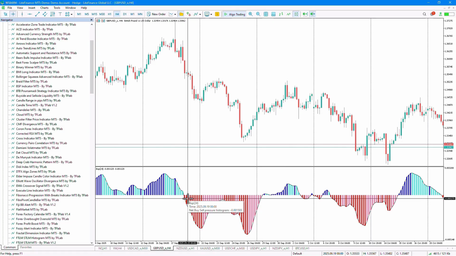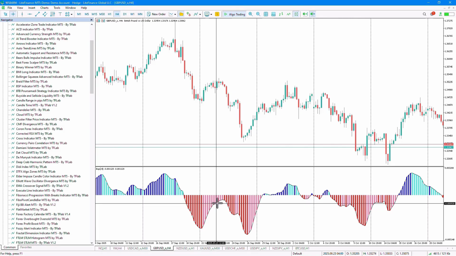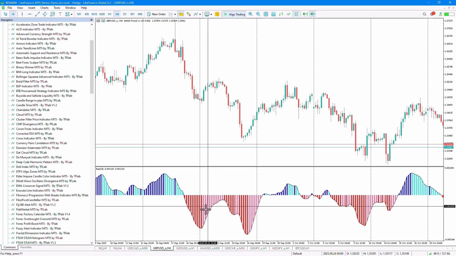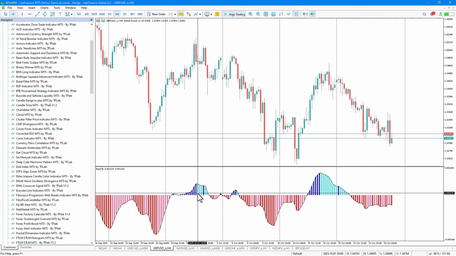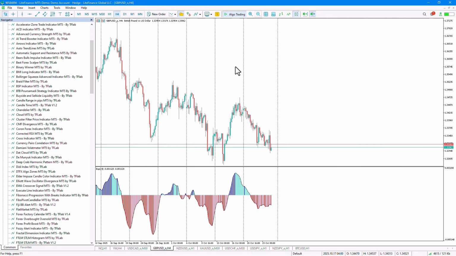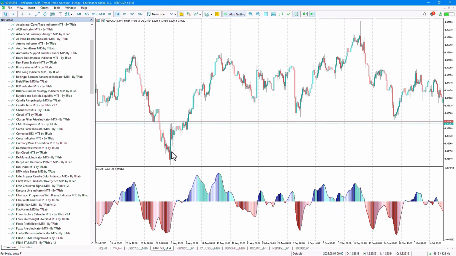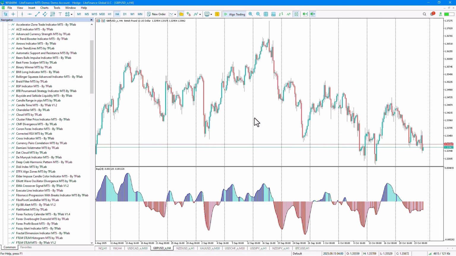When the histogram values are displayed in a red color, it indicates that there is strong selling pressure, meaning that sellers are currently in control of the market and are pushing prices lower. Conversely, when the histogram values are shown in a pink color, it signals that there is weak selling pressure, and this suggests that the strength of the sellers is diminishing and there is a possibility of a correction and an upward movement in the market.